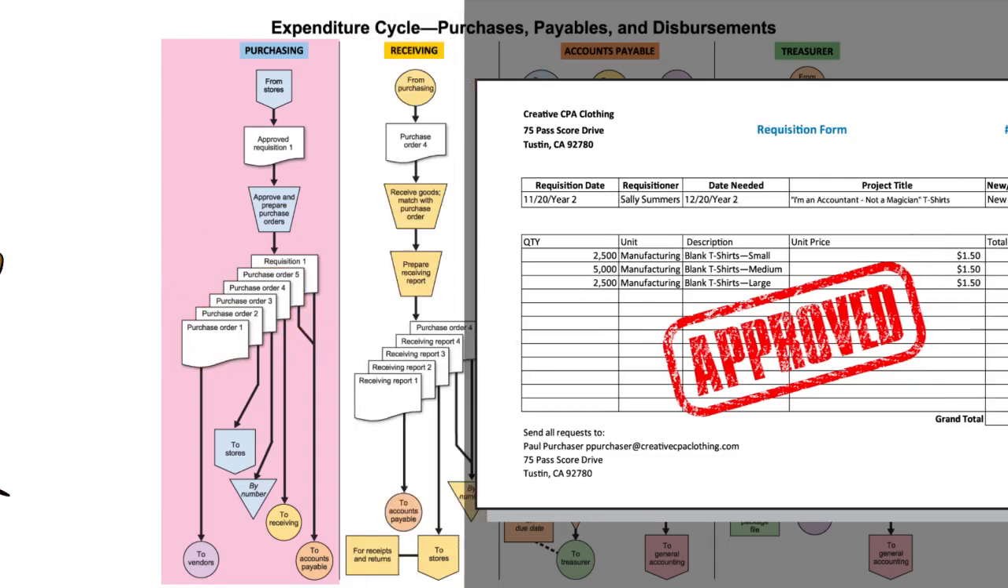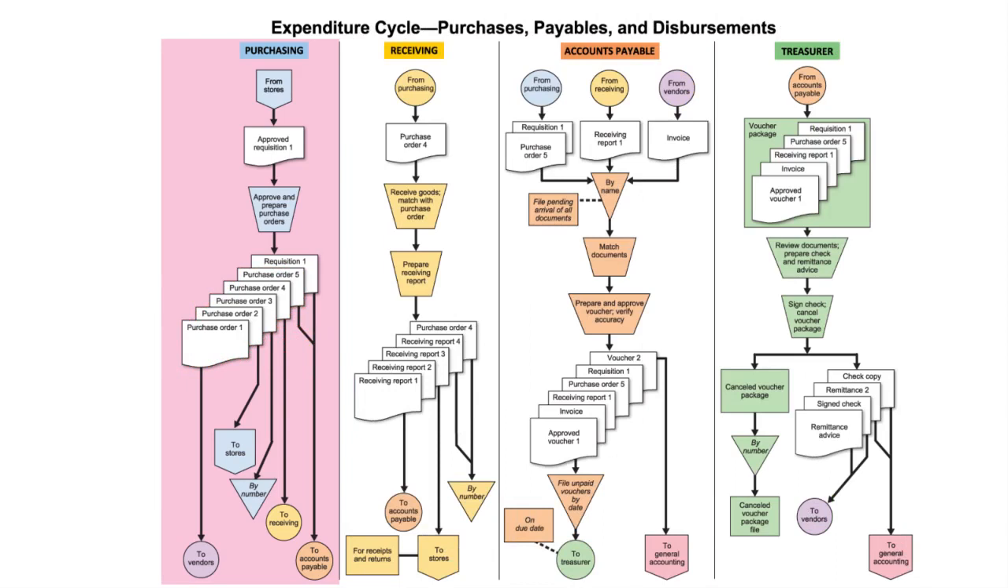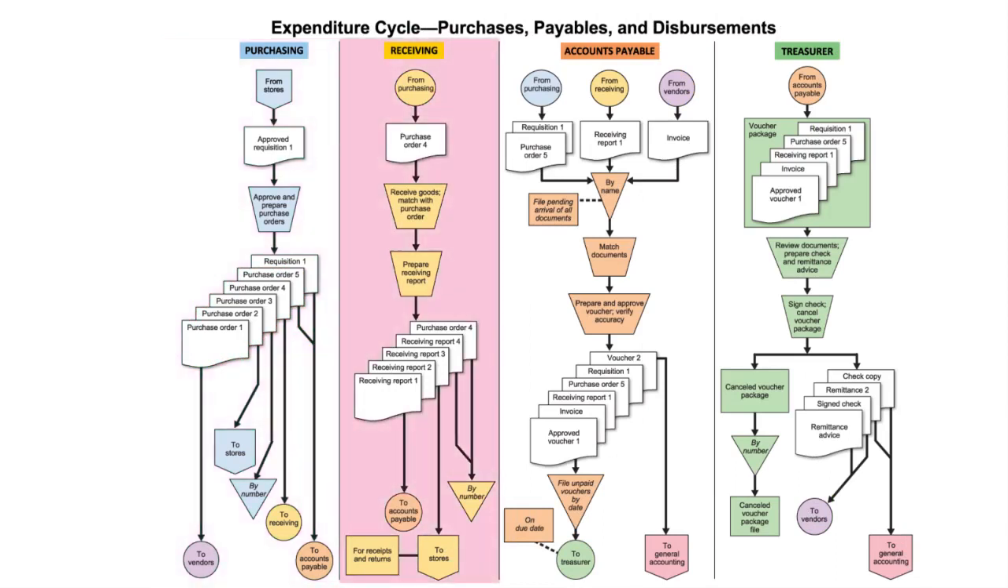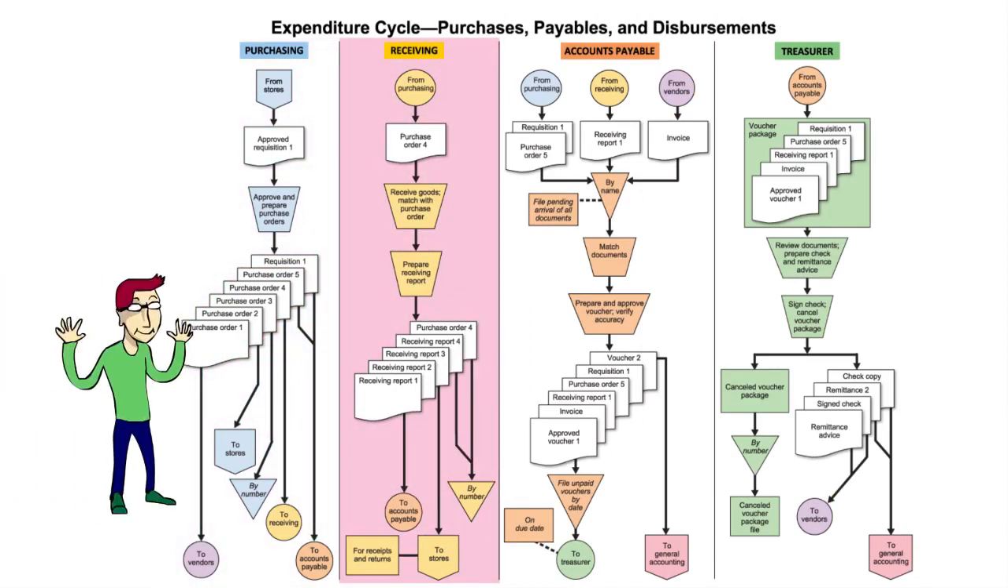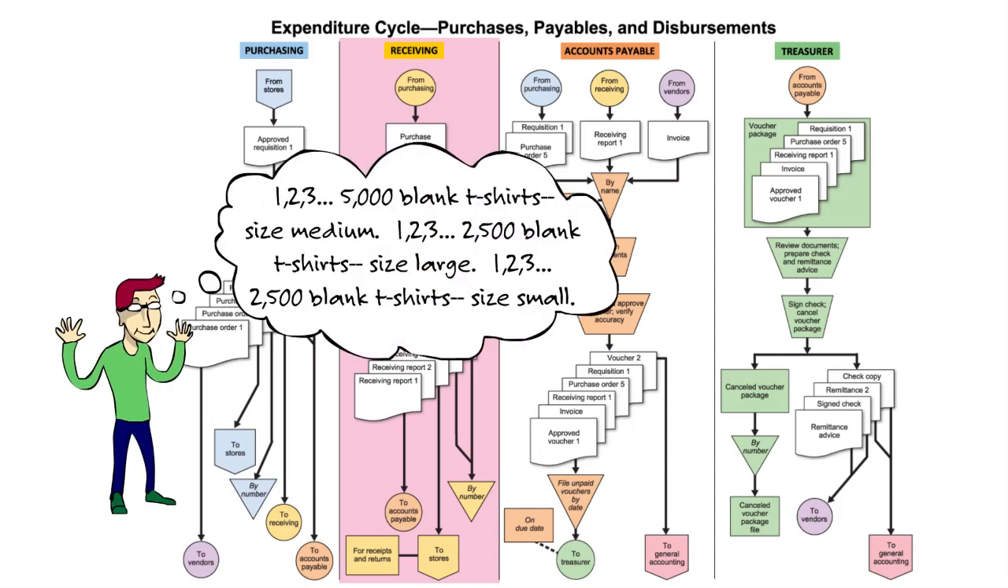Sometime later, a shipment from Blank T-Shirts Unlimited arrives in the receiving department. Let's see what Tom, the receiving clerk, does. 1, 2, 3, 5,000 blank shirts, size medium. 1, 2, 3, 2,500 blank T-shirts, size large. 1, 2, 3, 2,500 blank T-shirts, size small.